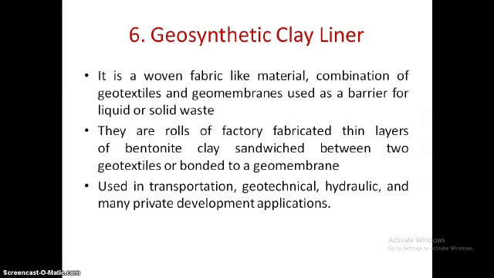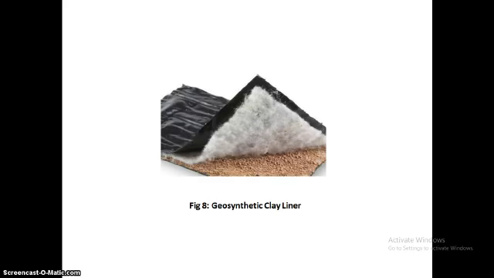Next is geosynthetic clay liner. It is a woven fabric-like material, a combination of geotextiles and geomembranes used as a barrier for liquid or solid waste. They are rolls of factory fabricated thin layers of bentonite clay sandwiched between two geotextiles or bonded to a geomembrane. It is used in transportation, geotechnical, hydraulic and many private development applications. Figure shows a typical geosynthetic clay liner.